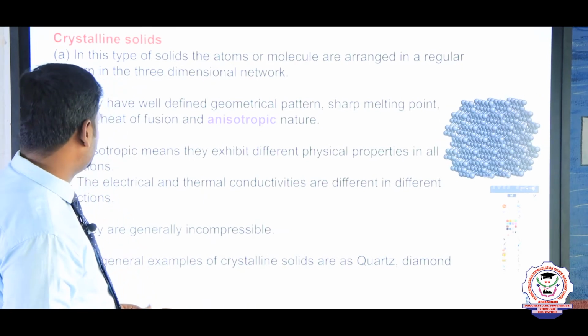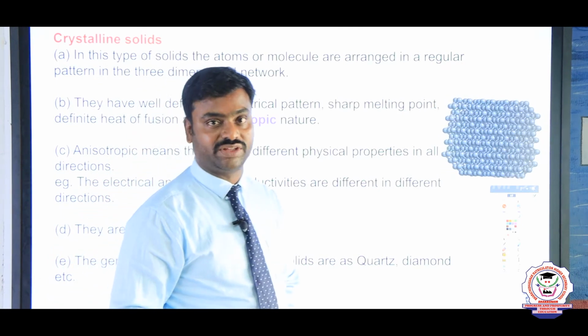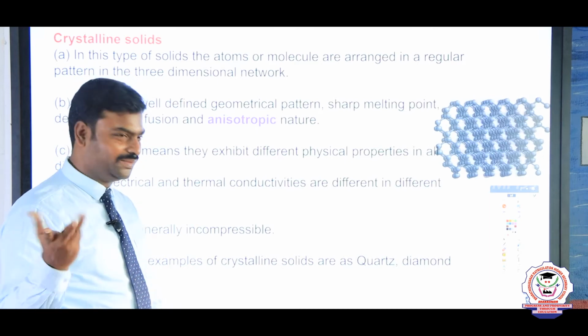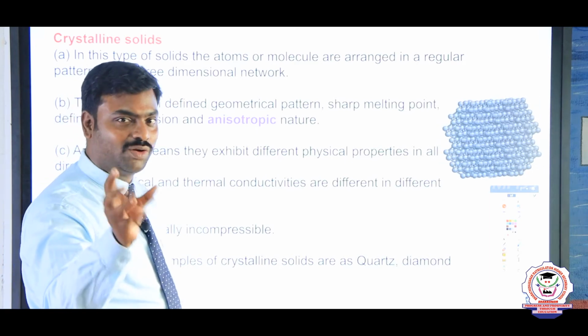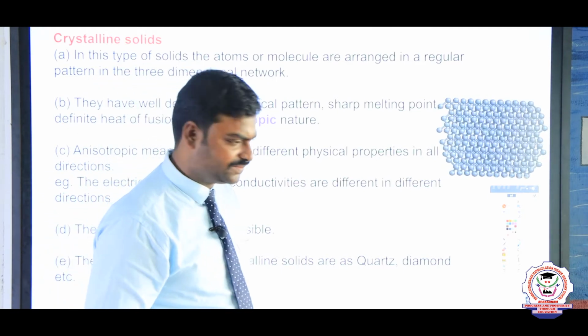Electrical and thermal conductivities are the best examples of anisotropy. Refractive index is also a good example. Next, crystalline solids are generally incompressible because of their closely packed nature. General examples of crystalline solids are quartz and diamond.